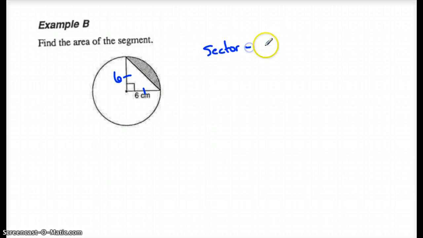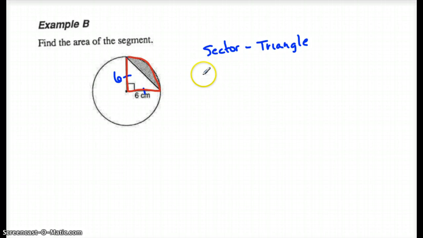So we're going to do the area of the sector, and from that, we're going to subtract the area of the triangle in order to get to the area of our segment. So let's deal with the sector first. The sector is here, and it comes from here out and then bounded by that arc.